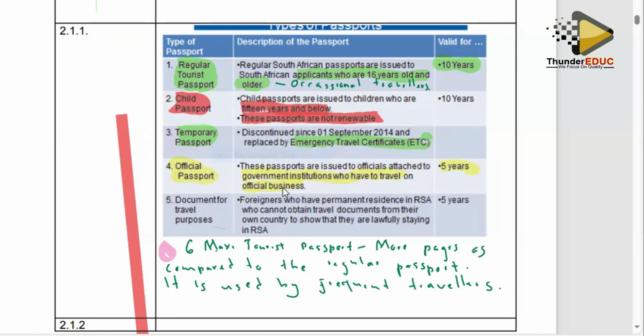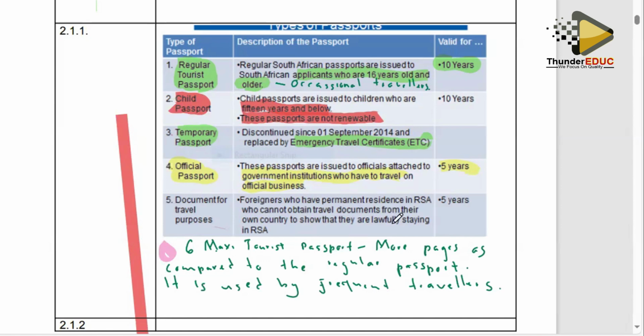So that is 2.1.1, the different types of passports which we have. Just as a recap, we have the regular tourist passport, child passport, temporary passport, official passport. We also have the documentation for travel purposes. Then we also have the number 6, maxi tourist passport, which has more pages as compared to the regular passport. It is issued to frequent travelers.